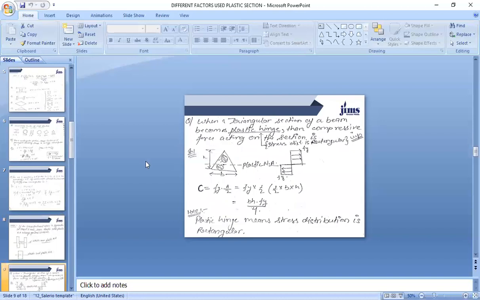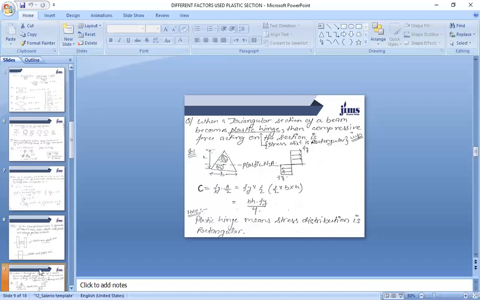Again, when a triangle section of a beam becomes a plastic hinge, we need to calculate the compressive force acting on it, the C force. I told you C force is stress into area. Stress is Fy and area is A by 2, which means half into half base into altitude. By solving this, we can get the compressive force. Plastic hinge means the stress distribution is rectangular. Always see, whatever the section is, if a plastic hinge is formed, the stress distribution is always rectangular, whatever section we take.